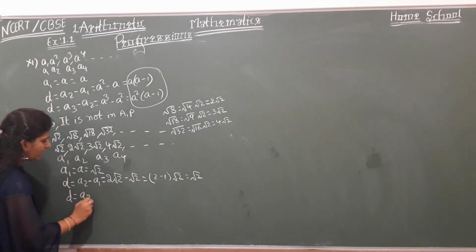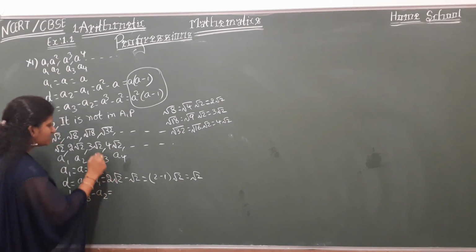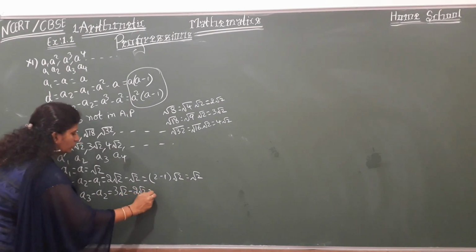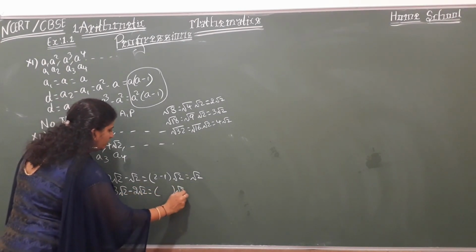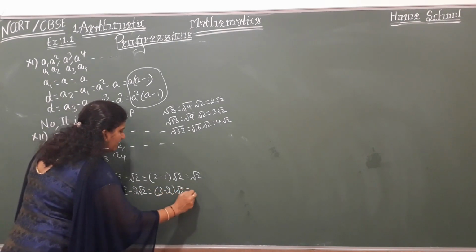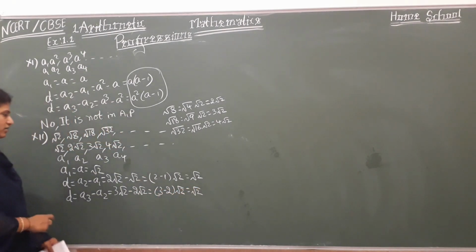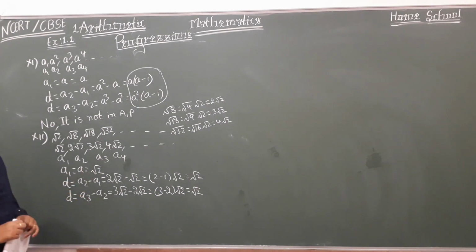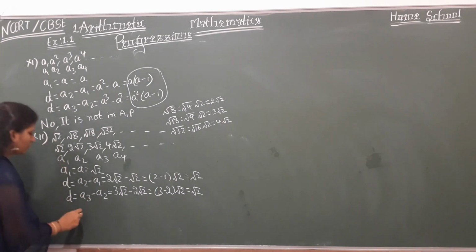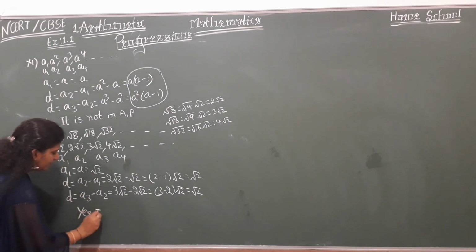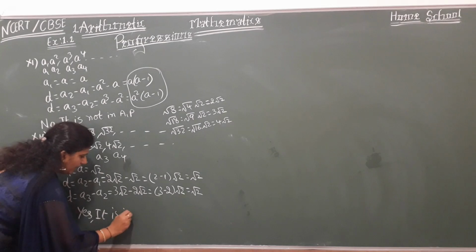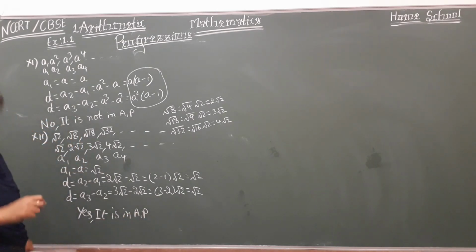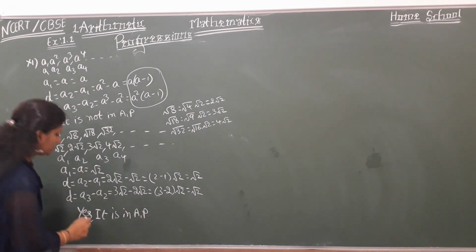Then A3 minus A2. What is your A3 value? 3 root 2 minus 2 root 2. So take out root 2 common here. 3 minus 2 will be root 2. Okay, so what you can say, therefore D is having a fixed value. Therefore the given sequence, yes, it is in arithmetic progression. Completed? No, if it is in AP, find the next three terms.